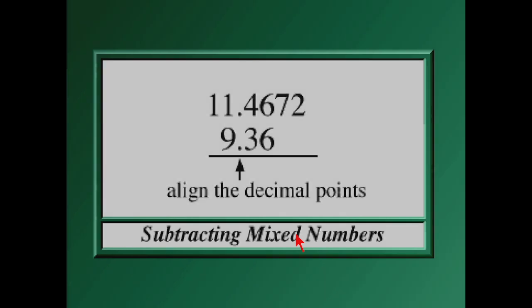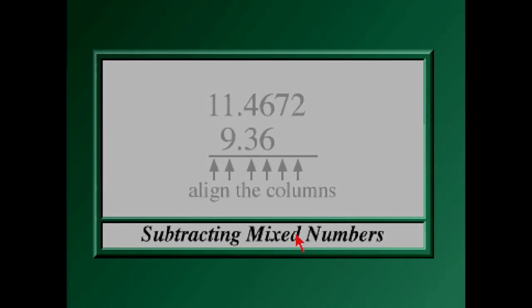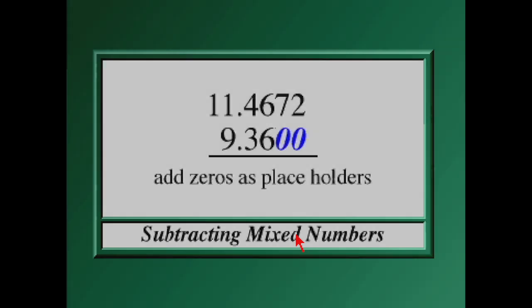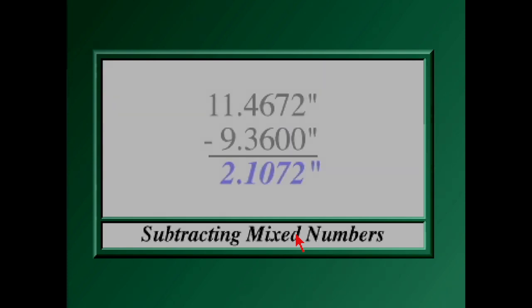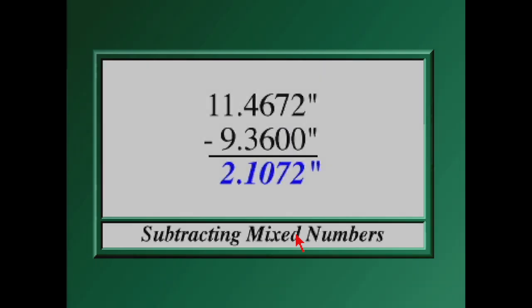First, align the decimal points. Make sure the columns are aligned, tenths under tenths, and so forth. Add zeros so that the number of places in the minuend equals the subtrahend. Subtract, keeping the decimal point properly aligned in the final difference. You find you would cut off 2 and 1,072 10,000ths inches from the pipe.